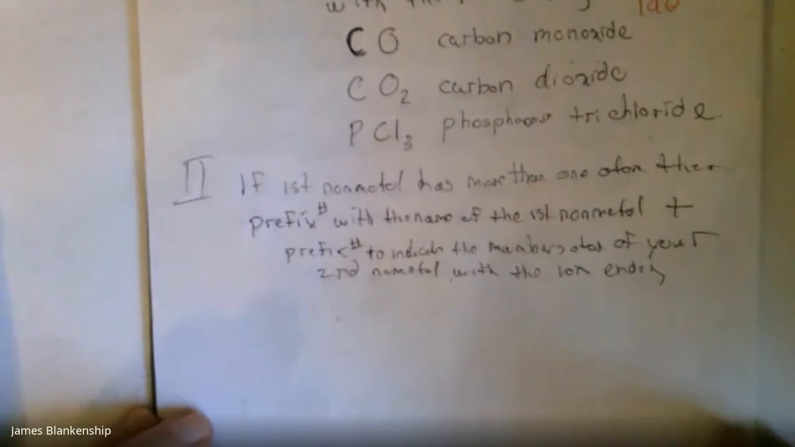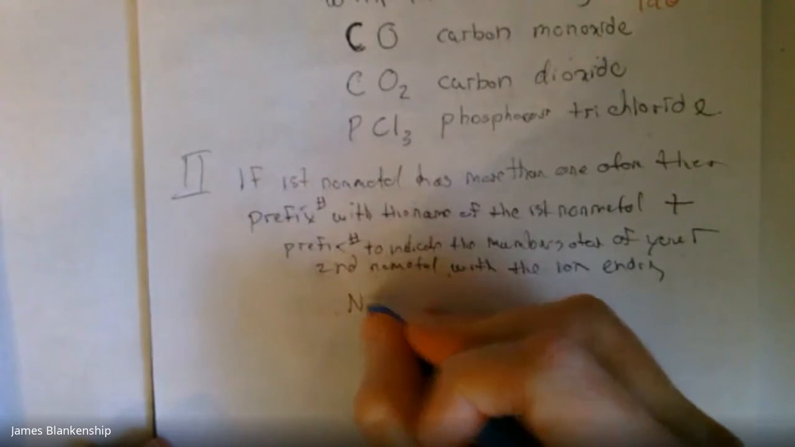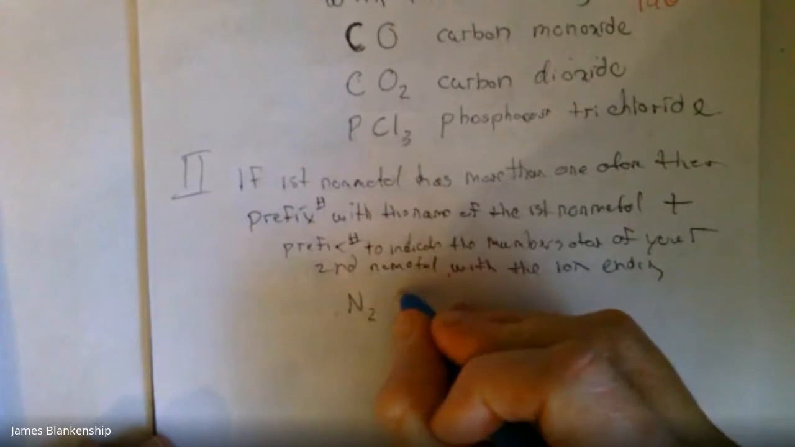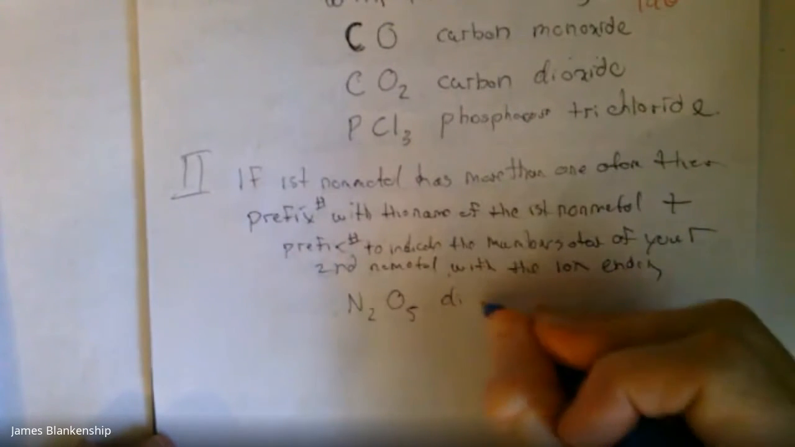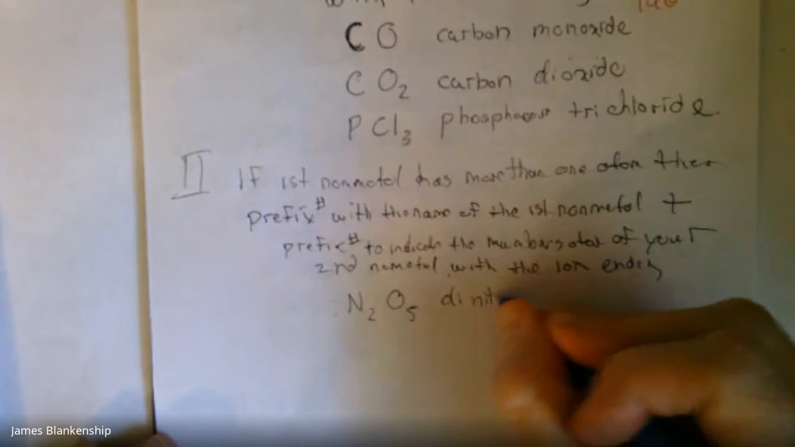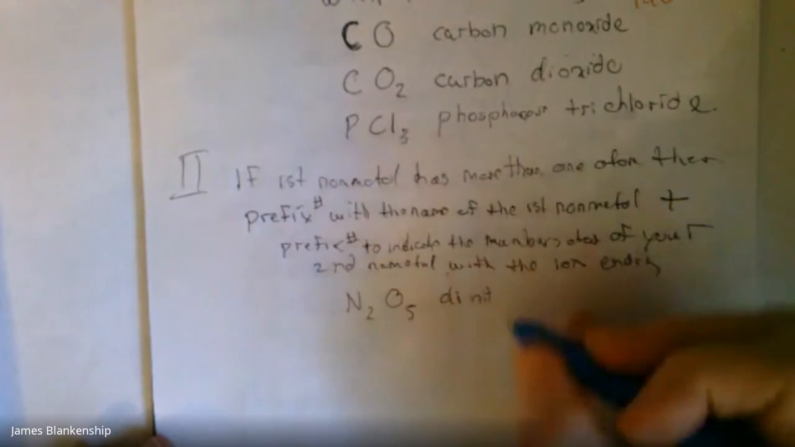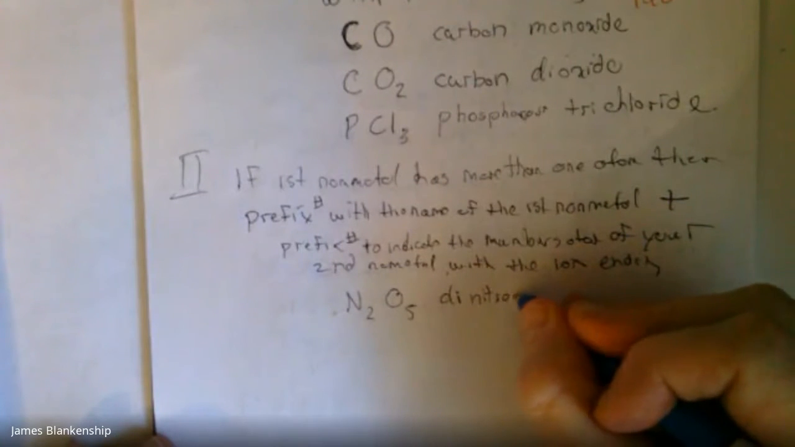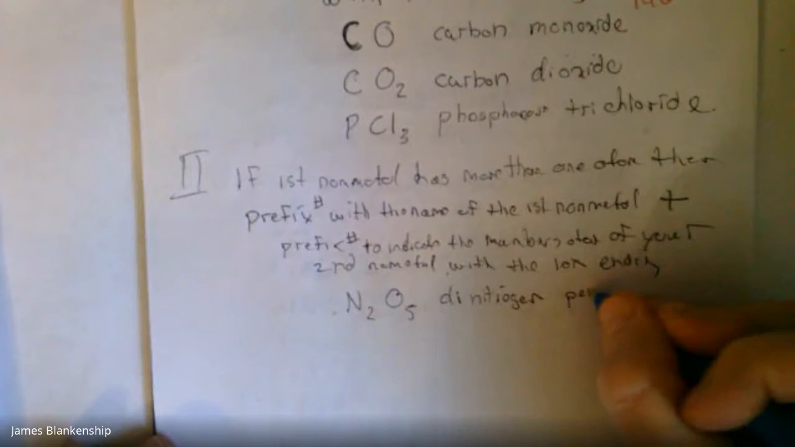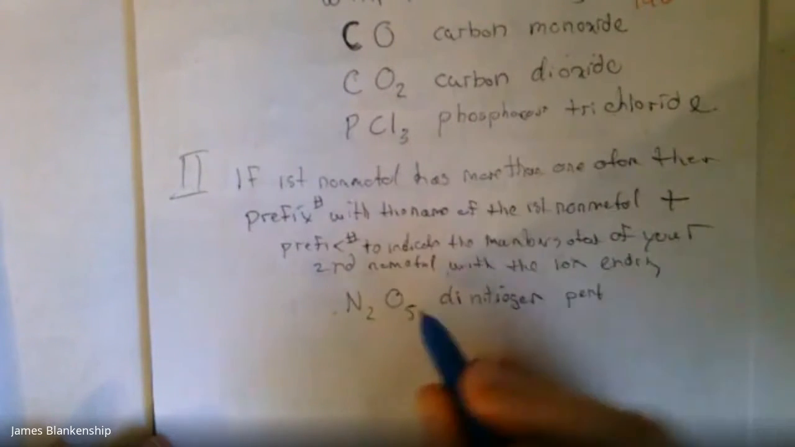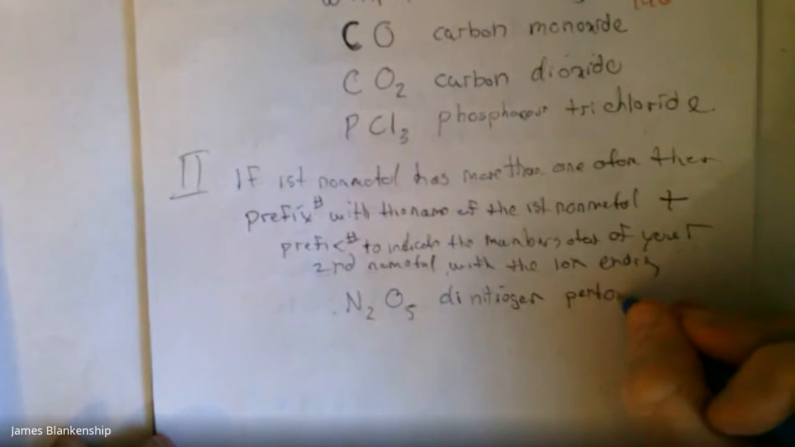Our best example, and a very common example that you see, is N2O5, which would be written as dinitrogen. Notice there is no ending on that first one. It's just the same name of the element: dinitrogen. Now we're going to say penta to make up our oxygen: pentoxide.